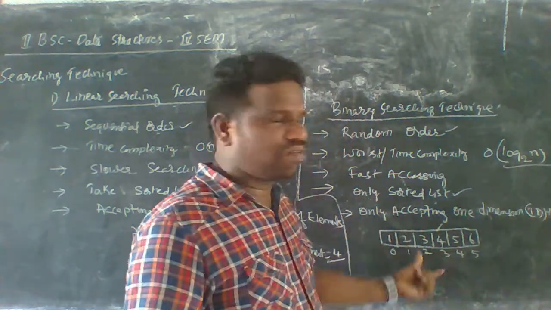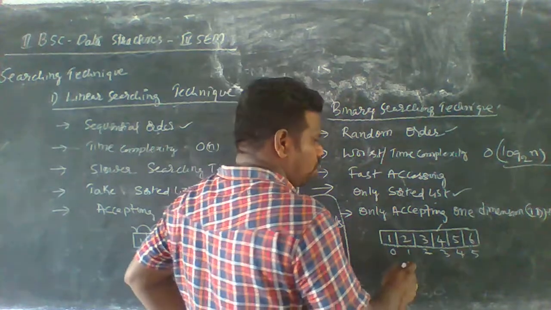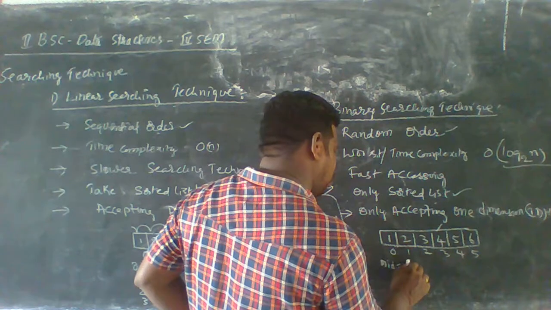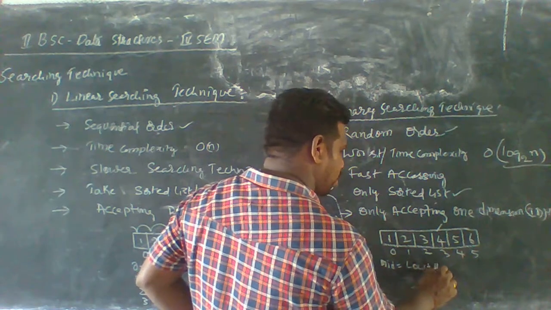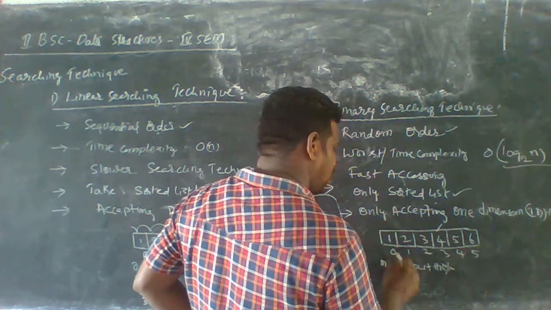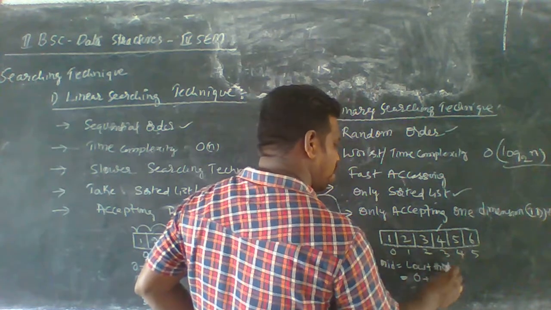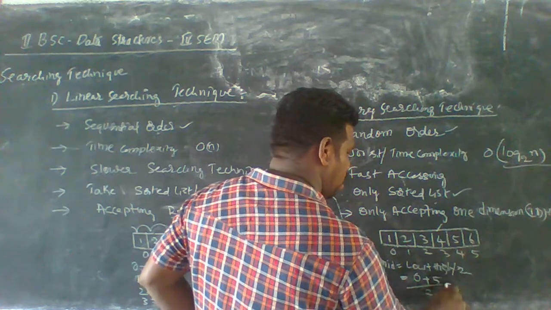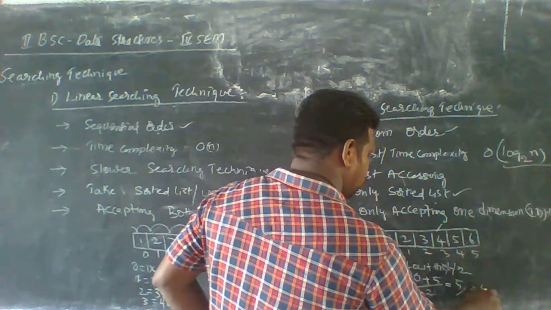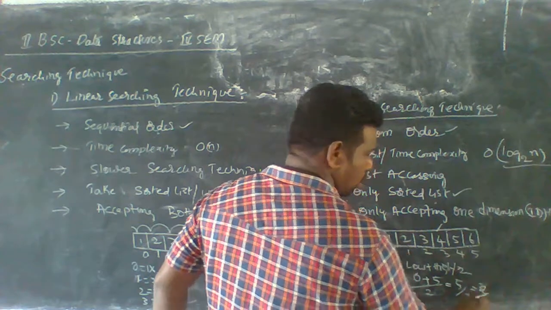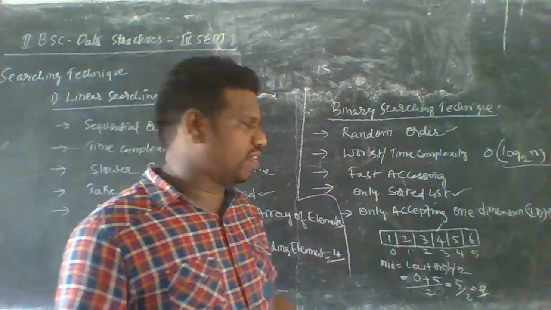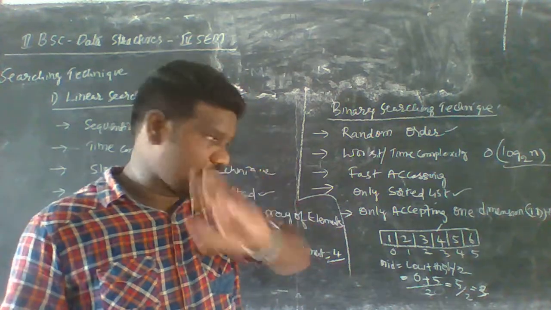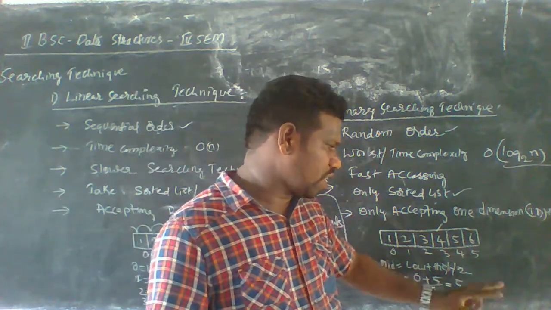We can also find the fourth element here. Okay, so now the middle element will be taken as low plus high divided by 2. Low is 0 plus high is 5, so 5 by 2, which is equal to 2. Actually 2.5 is also available here, but we did not consider the fractional part. So this is what we call the middle element.